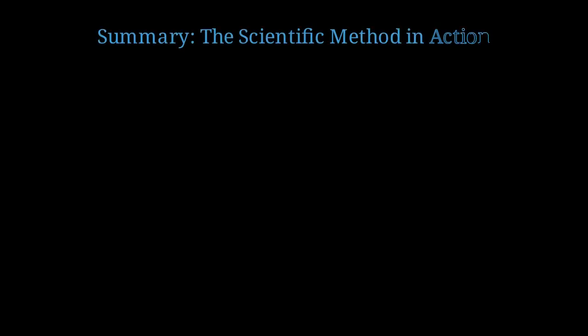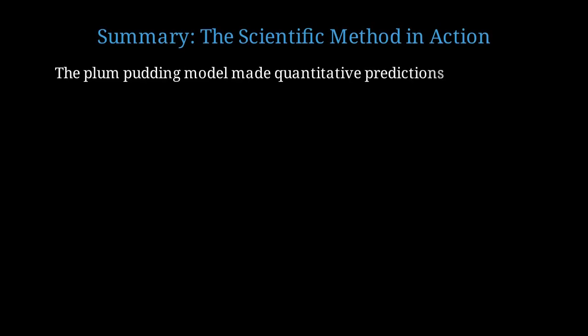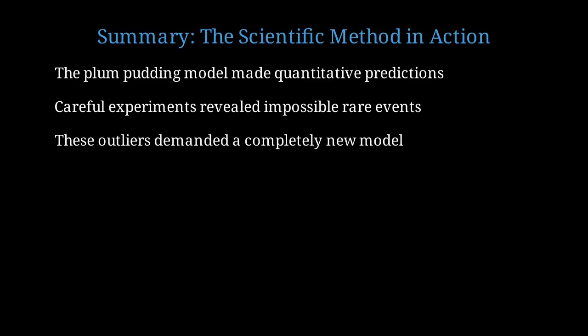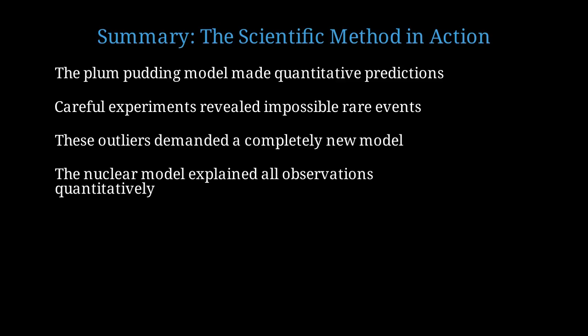Let me summarize the key points of this lecture. First, the plum pudding model made specific, testable, quantitative predictions about alpha particle scattering. Second, careful experiments revealed rare but impossible events, large angle deflections that were 10 to the 3,500 times more common than predicted. Third, these outliers couldn't be explained by tweaking the old model. They demanded a revolutionary new picture. Fourth, the nuclear model not only explained the outliers, but predicted the entire scattering distribution perfectly. Finally, this teaches us that rare events, when properly analyzed, can overturn even widely accepted theories and lead to profound new insights.